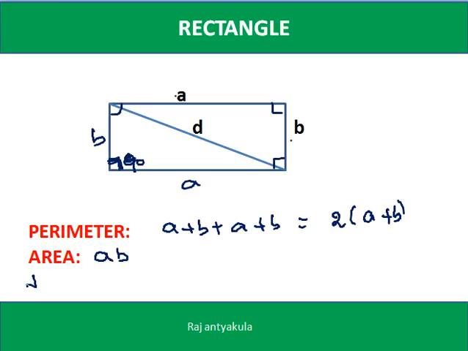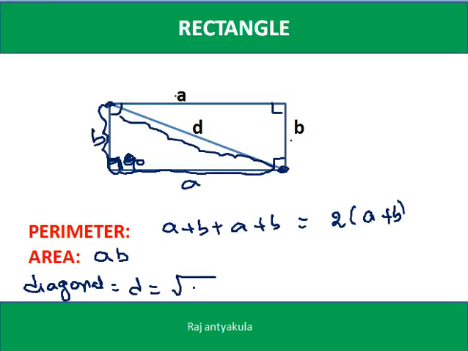Next, diagonal. What is diagonal here? See here, if you join opposite vertices, this we call a diagonal. Okay, so diagonal, which is represented D, simply by applying the Pythagoras rule, because this forms a right angle triangle. So D square equals A square plus B square, or D equals root of A square plus B square. Diagonal of a rectangle is root of A square plus B square, simply by applying the Pythagoras rule.